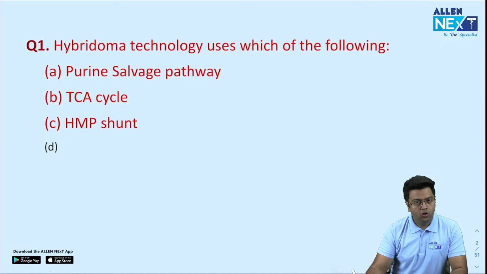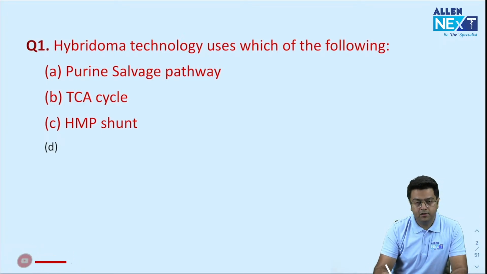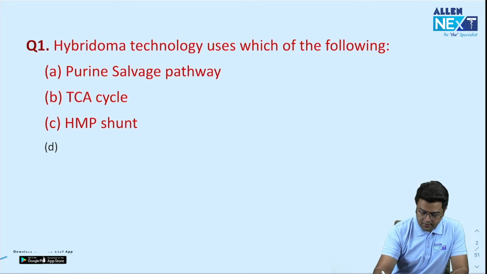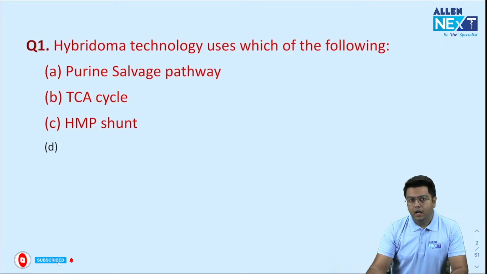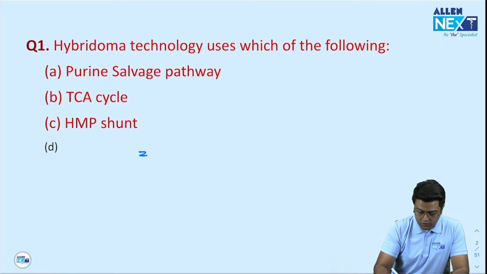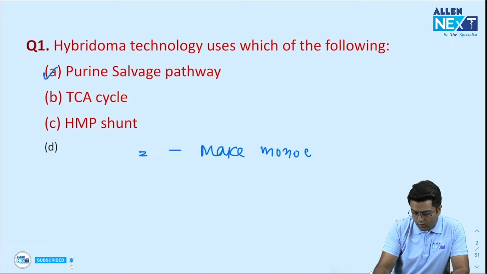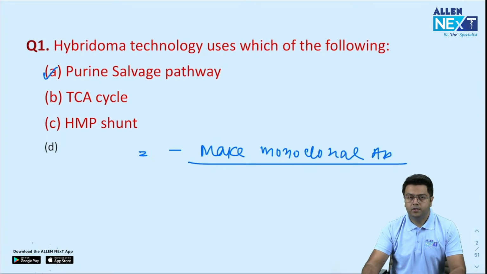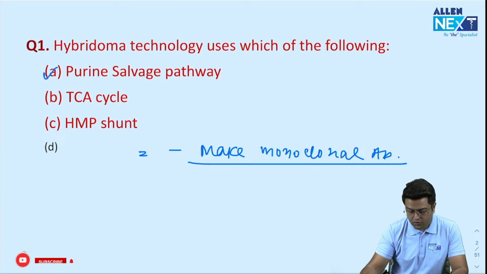So guys, the hybridoma technology uses a purine salvage pathway. Now what is hybridoma technology? Let's understand this topic today in a very clear format. Hybridoma technology is used for what? So first of all, the answer is purine salvage pathway. It is used for the production of monoclonal antibody, which can be used for the treatment of various disorders.